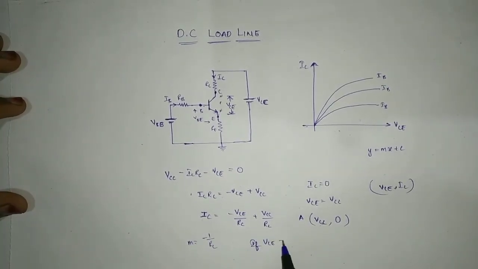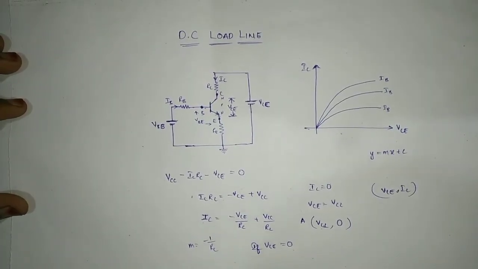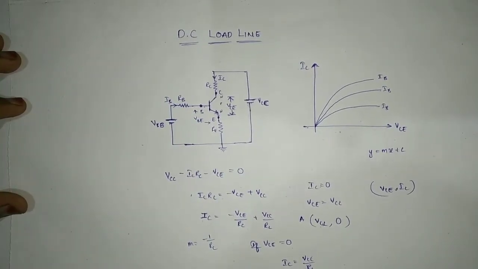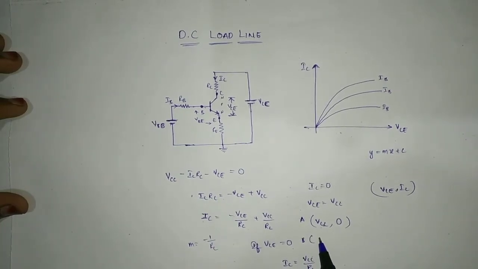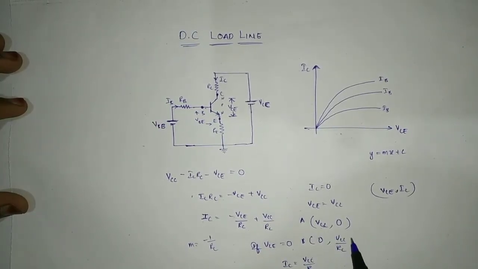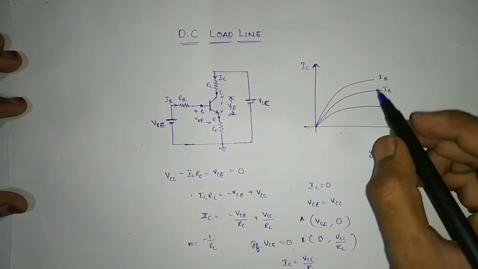And if VCE is equal to 0, then IC is equal to VCC by RC. We have got another point, let us name it as B. That is, if VCE is equal to 0, then IC is equal to VCC by RC. With the help of these 2 points, we can plot a line.